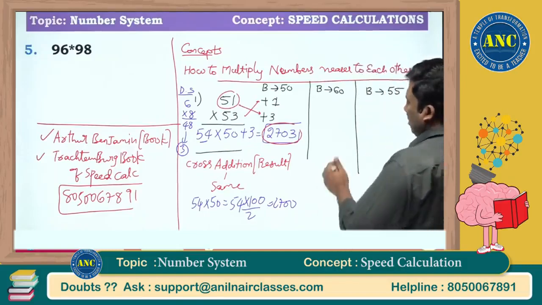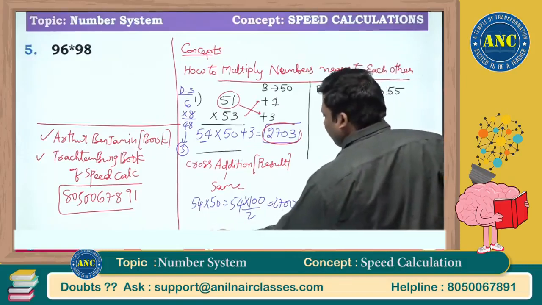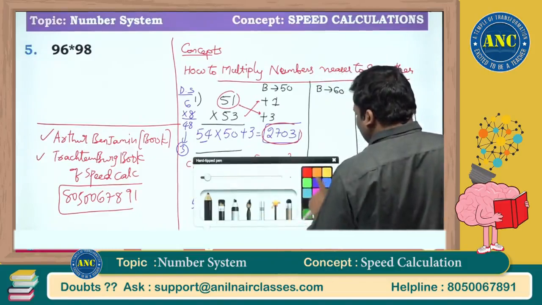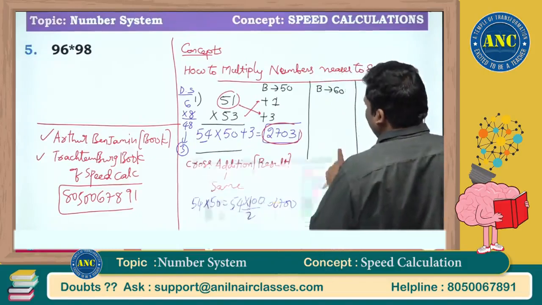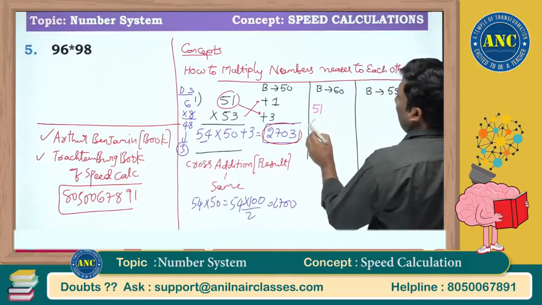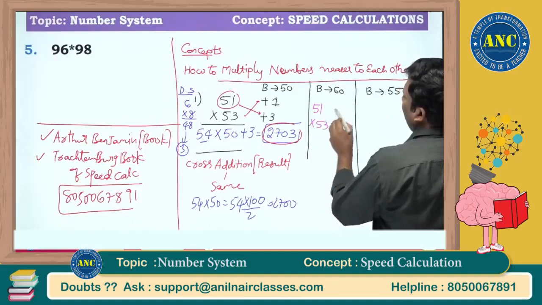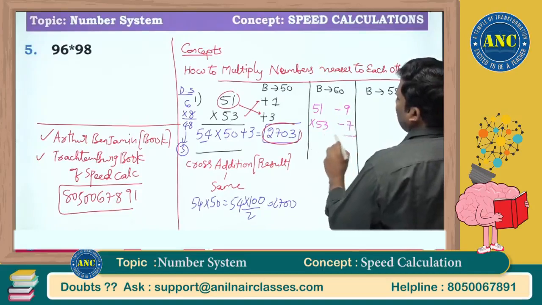Sir, can I take 60? Let me take 60. If I take 60, listen carefully, sir. If I take 60, 51 into 53. 51 is 9 less than 60. 53 is 7 less than 60.